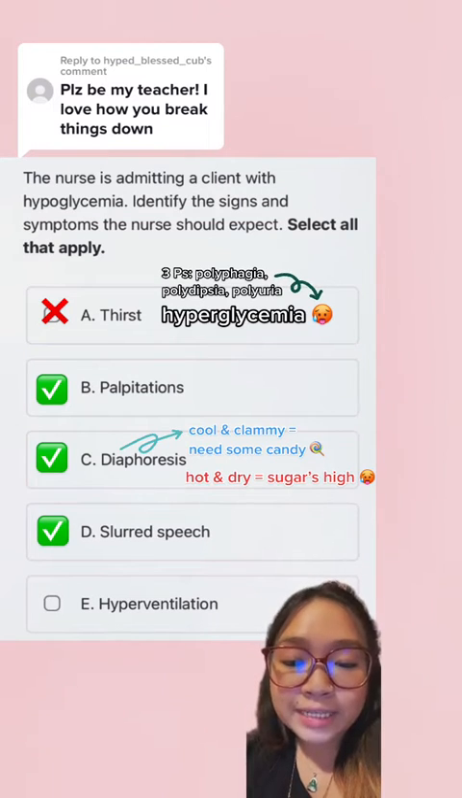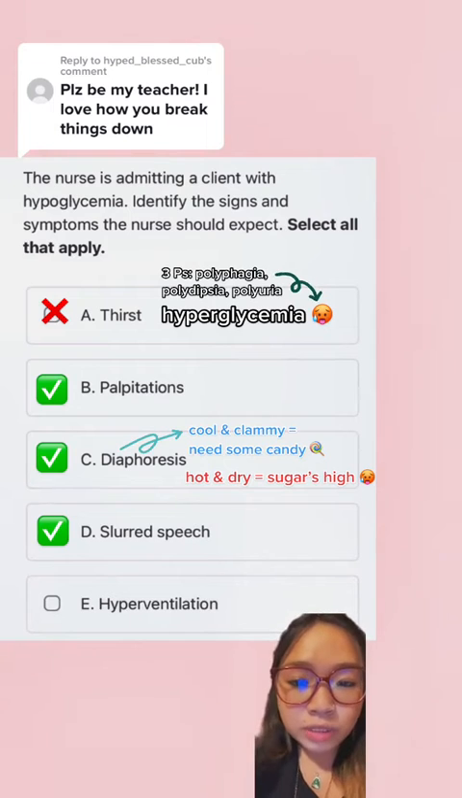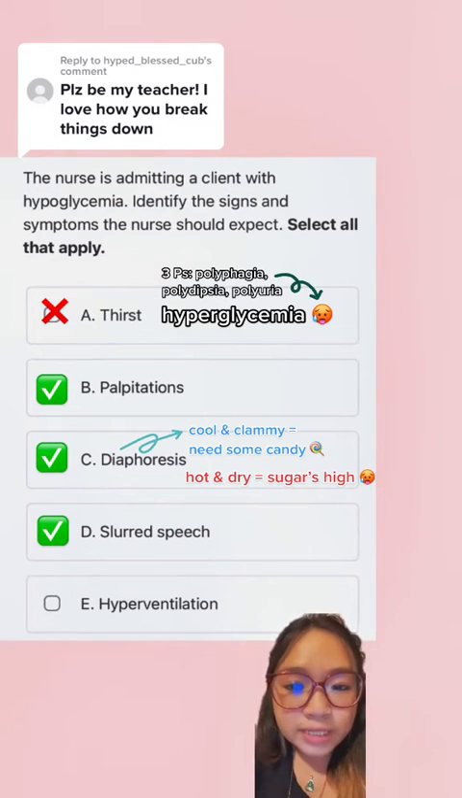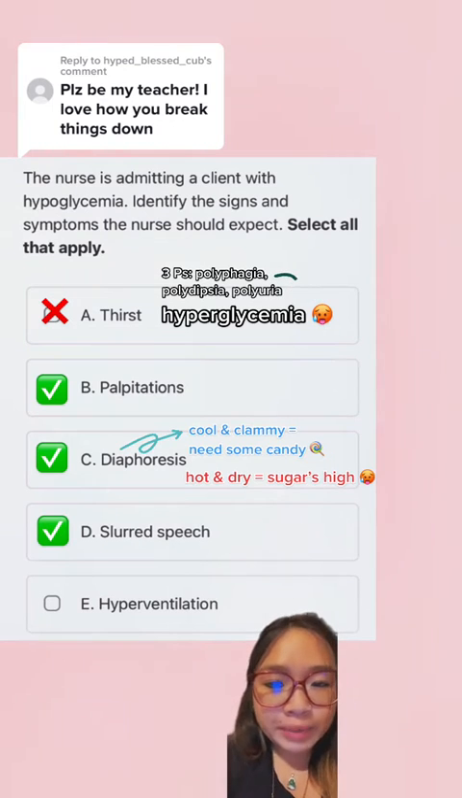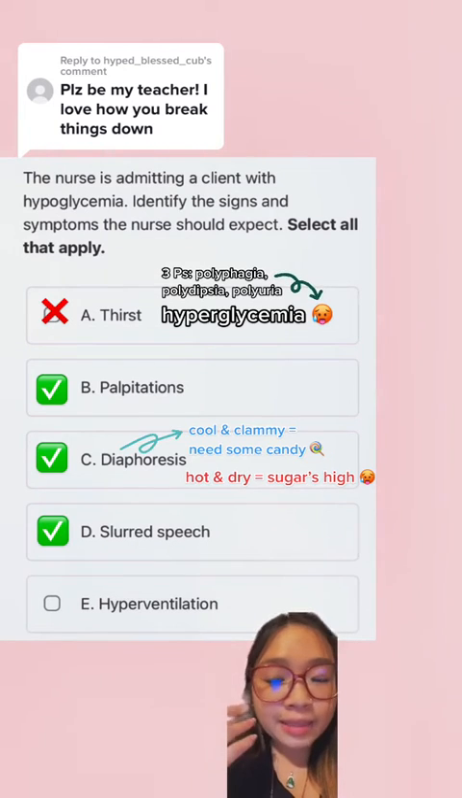E, hyperventilation. So let's think about it. If their central nervous system is down and they're having slurred speech, do you think the patient would be hyperventilating? No, the patient would not be hyperventilating, and they might even be unconscious if they have extremely low blood sugar.